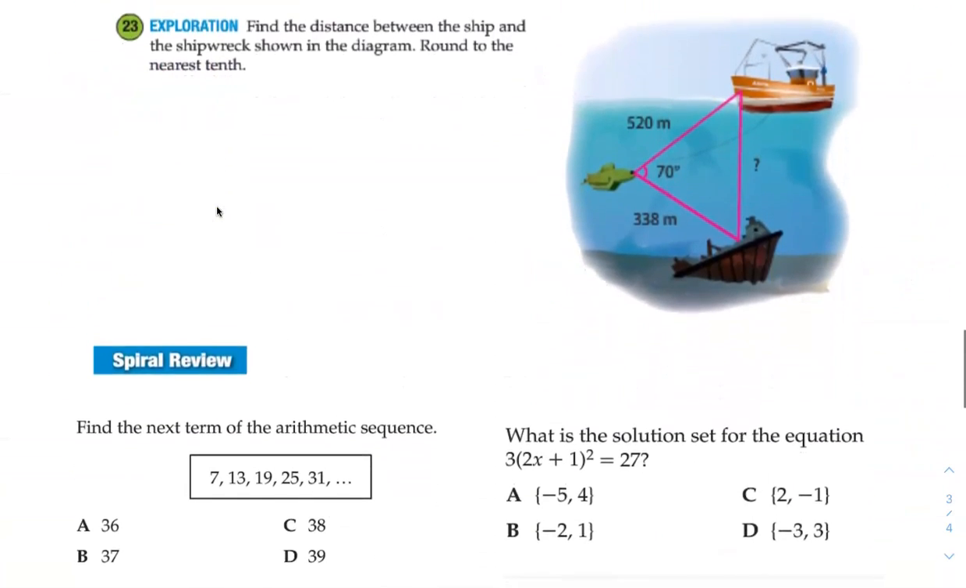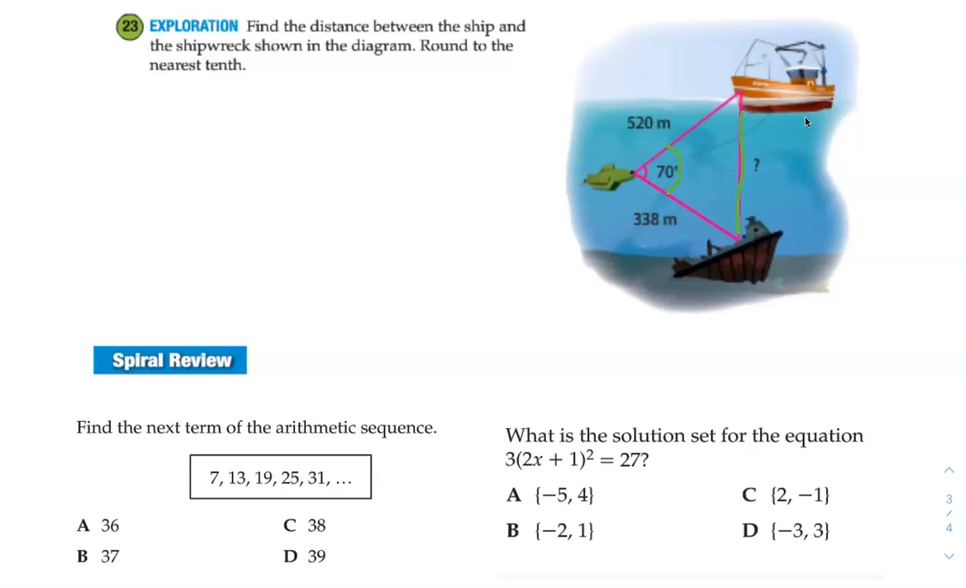Okay, let's do some application. Let's do an application one before we end this. Find the distance between the ship and the shipwreck shown in the diagram. I mentioned there's a tenth. So here's a ship, here's a shipwreck. Look at this. I have no pairs, so it's law of cosines. Right, so this is what I'm looking for.